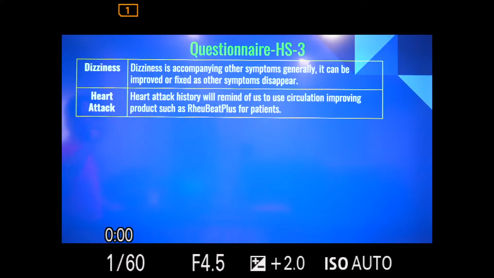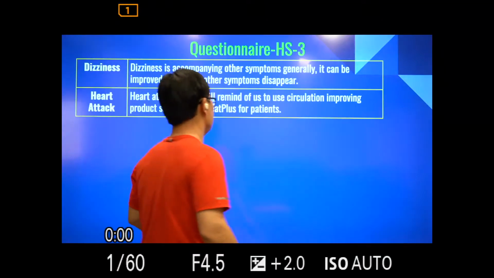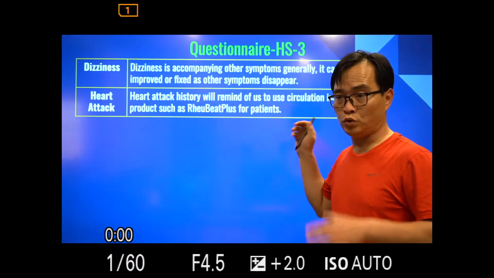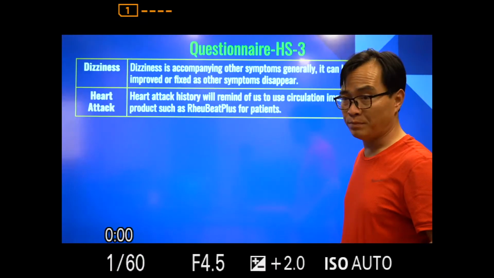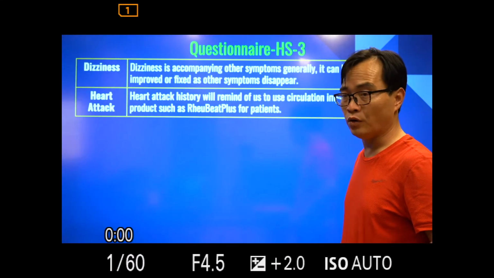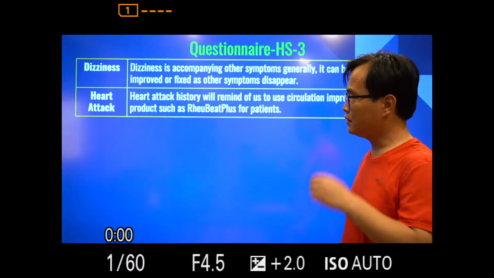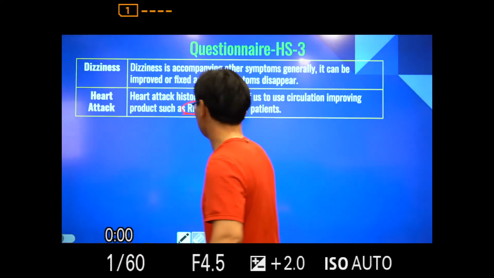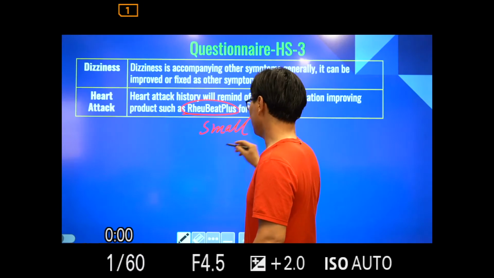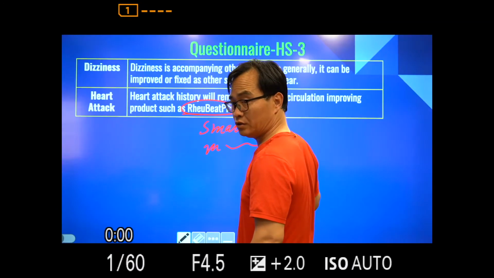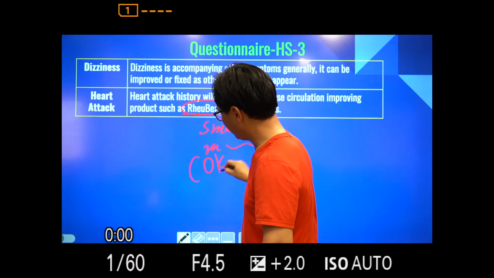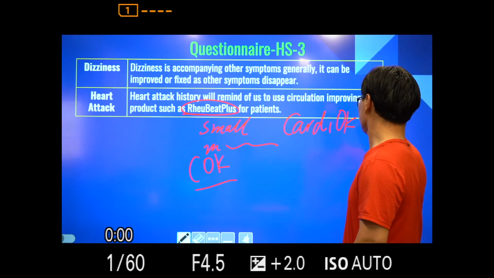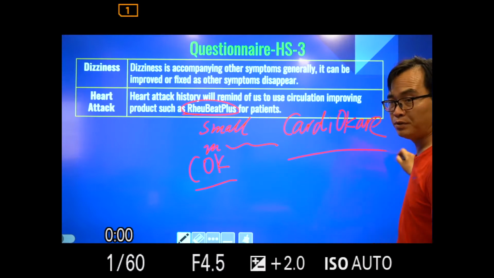Heart attack. If people have a heart attack history, we need people to take Rev Plus, even at the maintenance dosage, for protection. This is very important because the people already had a heart attack before. To avoid a heart attack happening again, we can use Rev Plus at a small or maintenance dosage, or we can use cardio care for protection.